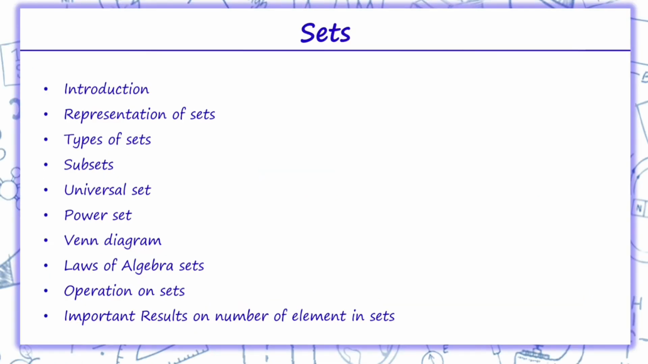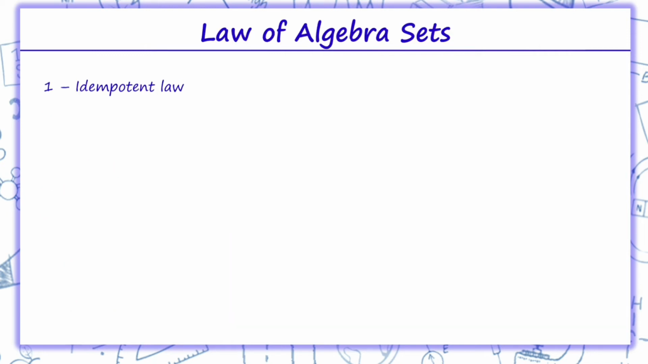In part 1 we discussed introduction, representation and types of set. In part 2 we discussed subset, universal set and power set. In part 3 we discussed Venn diagrams. Now in this part we are going to study the laws of algebra of sets.